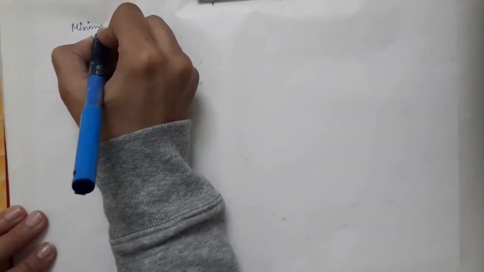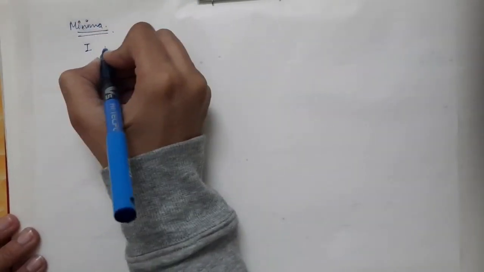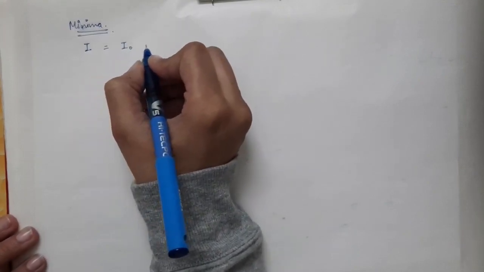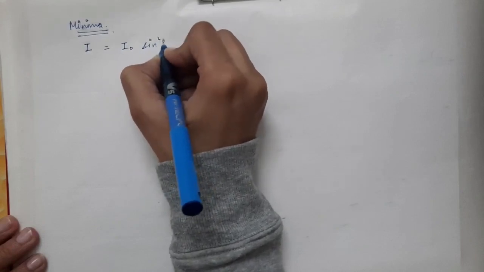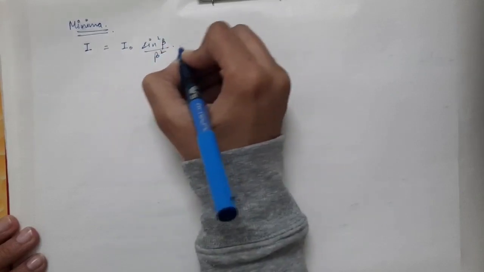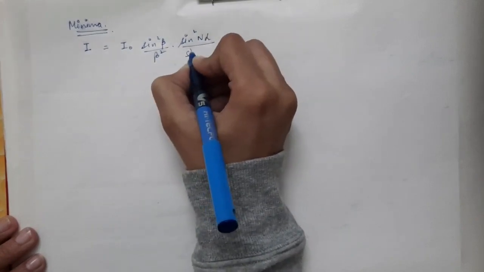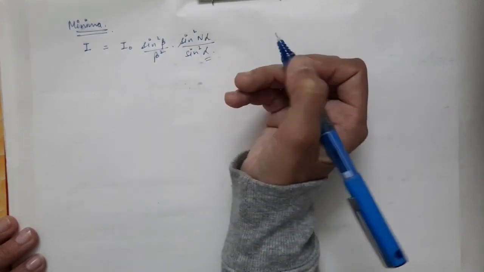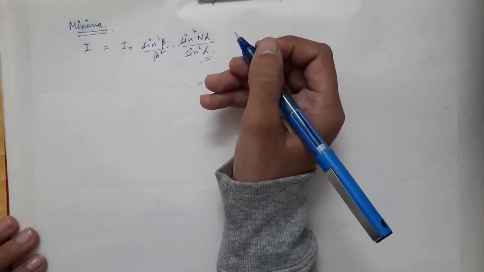Now we are going to find out the condition of minima. At what values do we get a minima? The intensity equation remains as it is. The general formula of intensity for the case of multiple slits is equal to I0 into sine square beta divided by beta square into sine square n alpha divided by sine square alpha. This is the general expression of intensity for the case of n parallel slits.